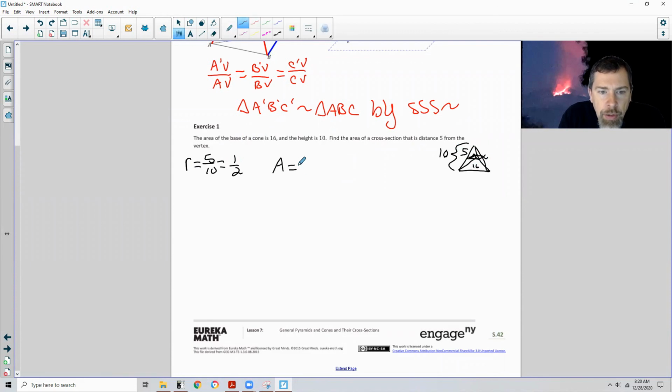The area of the smaller section equals 1/2 squared the area of the larger. Let's call the smaller one just A prime. So A prime is 1/2 squared of A. A prime is going to be 1/4 of A, and the area of A was 16. So 1/4 of 16 is simply 4 units squared.